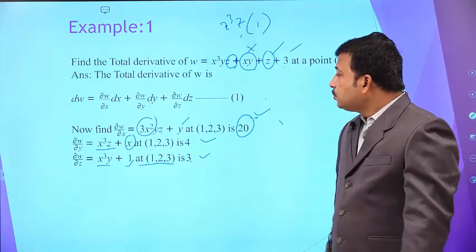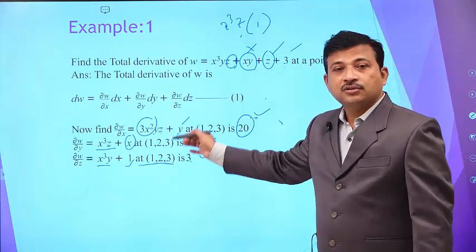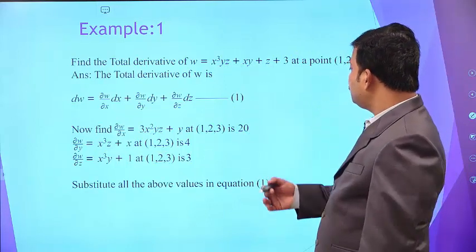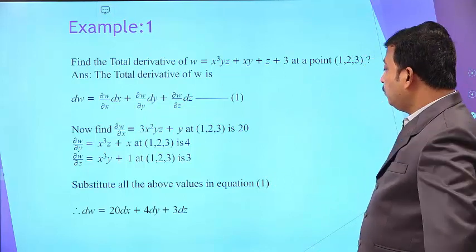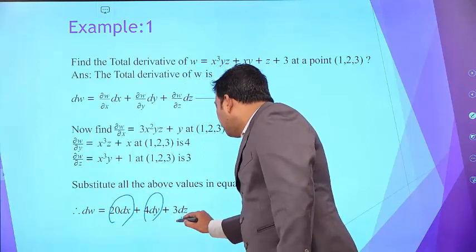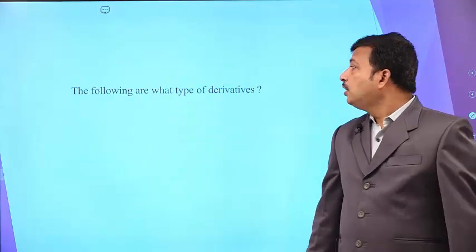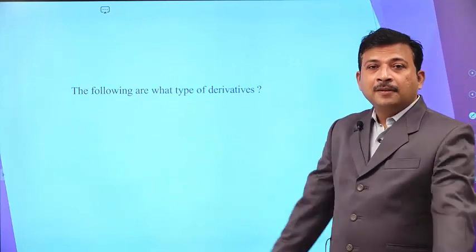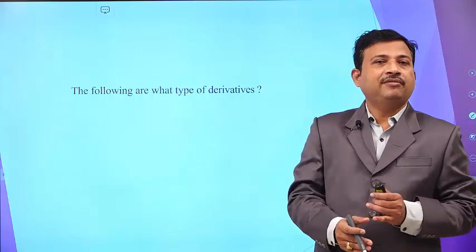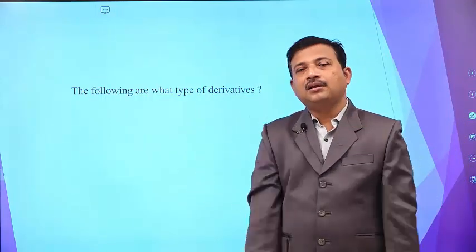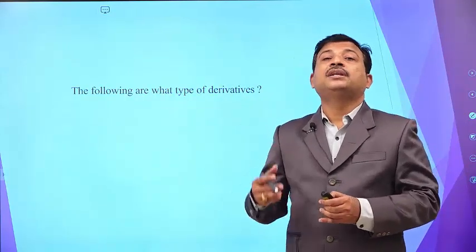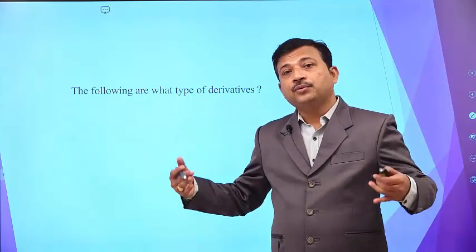So, now we got ∂w/∂x, ∂w/∂y, ∂w/∂z. Now, put in this formula. Substituting all the above values in the equation, we get dw equal to 20 dx plus 4 dy plus 3 dz. So, this is your total derivative, right? So, I told you today, one is partial differentiation, another is total derivative. I feel you understand clearly what is the partial differentiation, what is the total derivative, what is the difference between them, and what are the various applications where you use it.